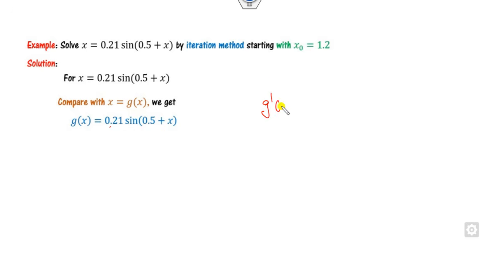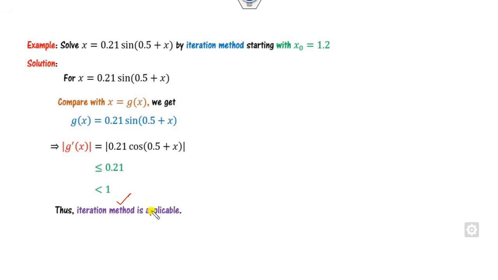You can check whether the derivative is strictly less than 1 or not. Remember, this is strictly less than 1. So you can find the derivative. What is the derivative of cos x? It is strictly less than this, and you can see this 0.21 in modulus is nothing but my bound, which is less than 1. So it means the fixed point iteration method is applicable. So how can you apply it? You can start with x0. x0 is given to you as 1.2.